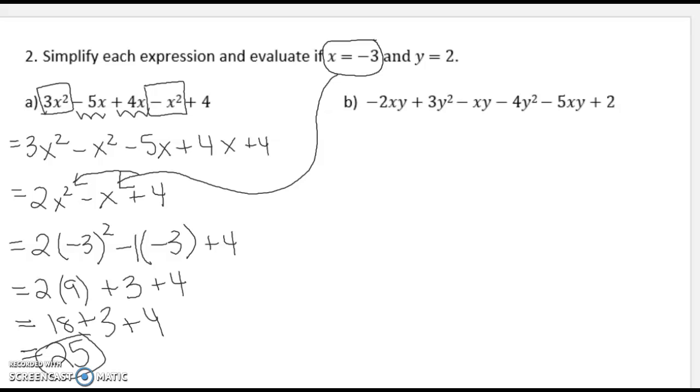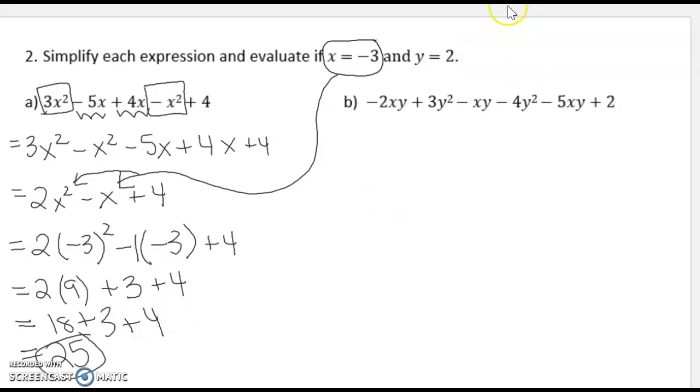Hey guys, I'm just going to do the last question with you. I ran out of time on the last one. Okay, so we're just going to work on this one right here. First we are going to simplify, so just have one of each expression, and then we're going to evaluate. So wherever we have an x, we're going to plug in -3, and wherever we have a y, we're going to plug in a 2.